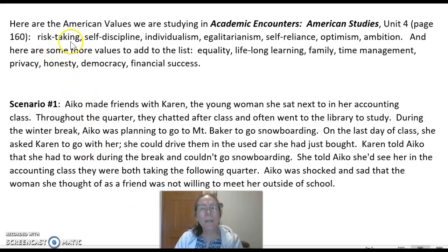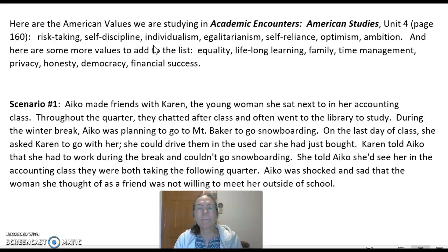All right, risk-taking. I think we'll focus on Karen for this analysis. We're just going to think about Karen's behavior. So Karen wasn't taking a risk, right? Self-discipline, not so much. Individualism. Now, what about that one? When she feels like she's very important and she can make a decision no matter what the other person feels. That might match, right? Individualism might be something that Karen is using to make her decision and communicate it to Aiko.